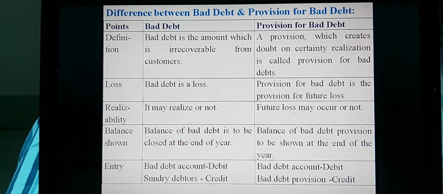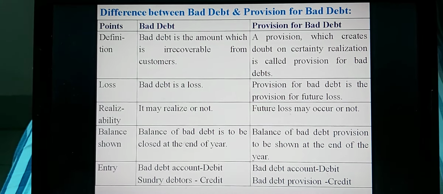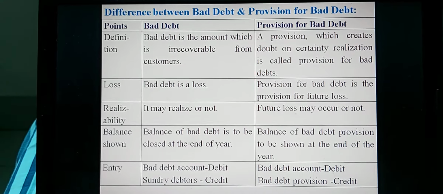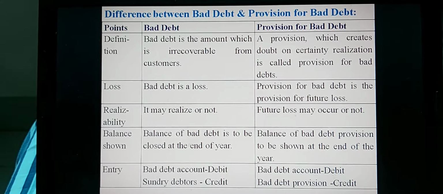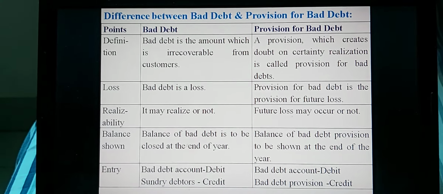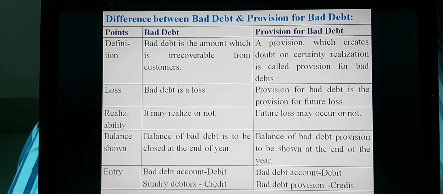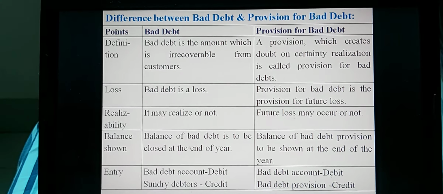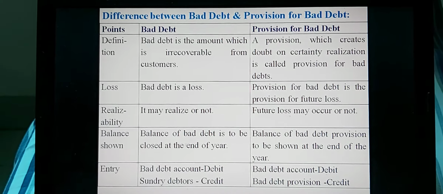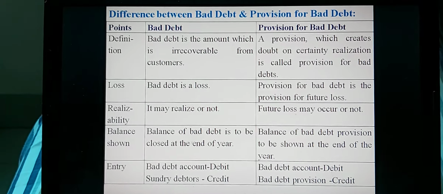What is provision for bad debt? A provision for a debt whose realization is uncertain is called provision for bad debt. Loss. Bad debt is a loss, but provision for bad debt is a provision for future loss. Bad debt is an actual loss and provision is a future loss. Realizability. It may be realized or not. A future loss may occur or not.